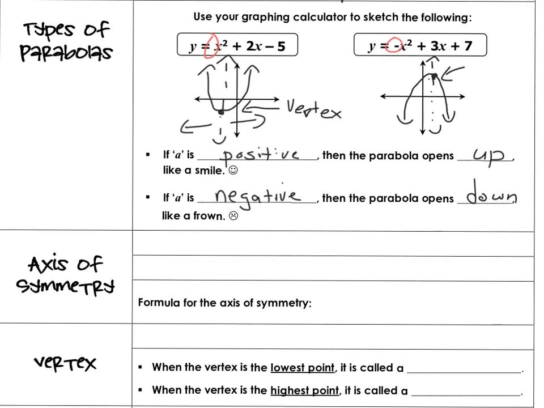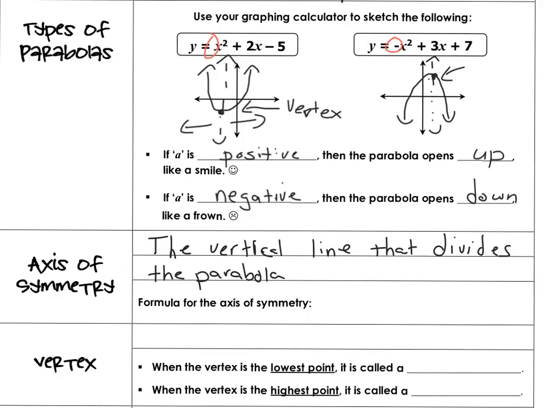Axis of symmetry. So remember, the axis of symmetry is the vertical line that divides the parabola into two equal parts. I know you've already written it down. Write it down again so you don't forget. It's the vertical line that divides the parabola into two equal parts.